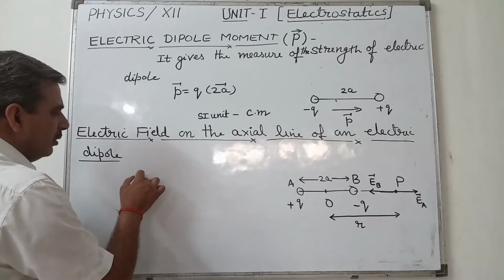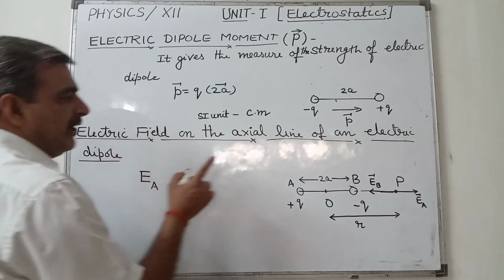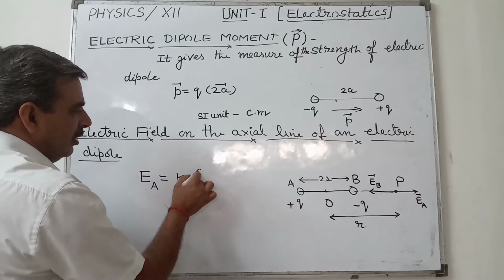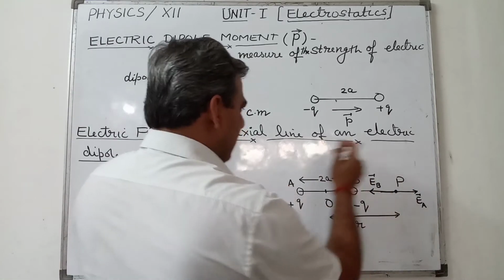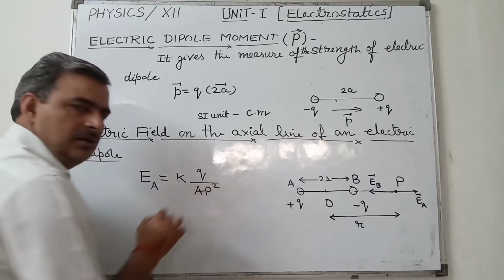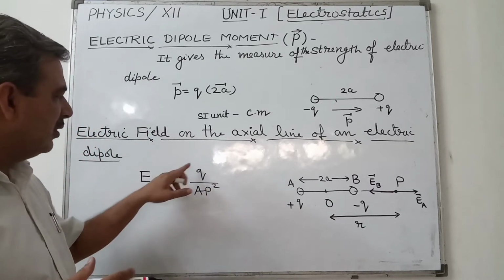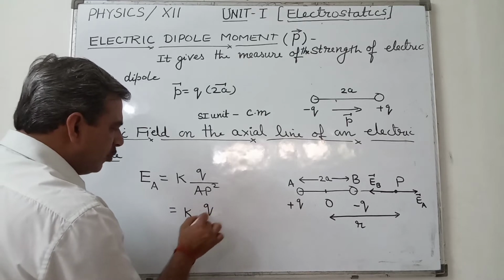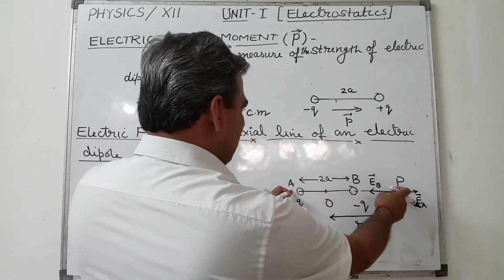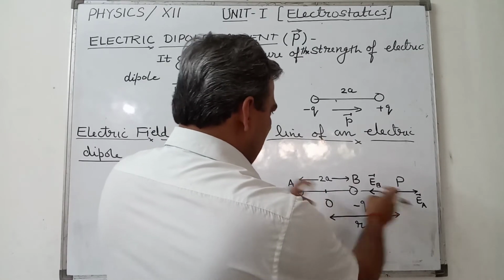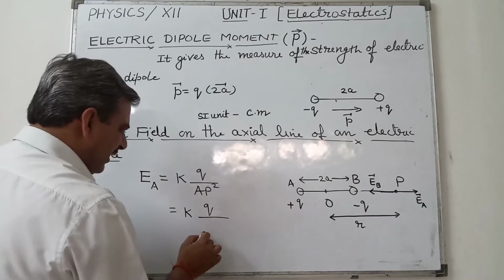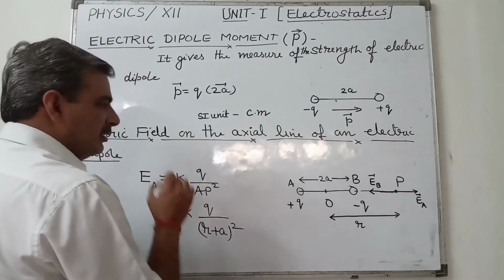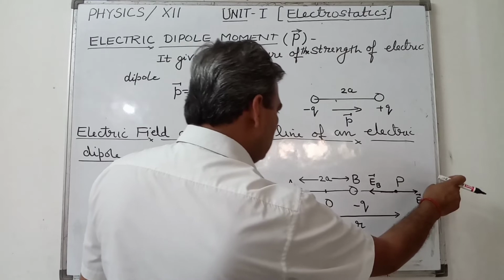So let EA be the electric field at the point P due to the charge plus Q placed at A. It is equal to KQ over AP square. This is the formula of electric field, 1 upon 4 pi epsilon naught Q over R square. This will further equal KQ over, in place of AP, what can you write? This is A, this is R. So R plus A, this distance. So KQ over R plus A whole square. And the direction of this field EA is along AP.